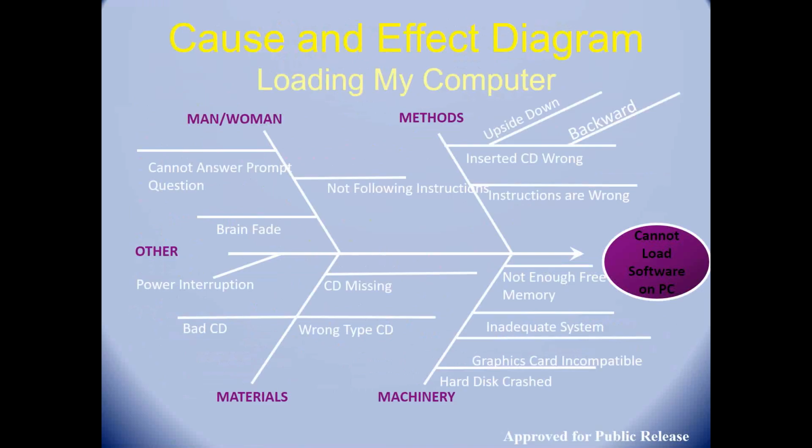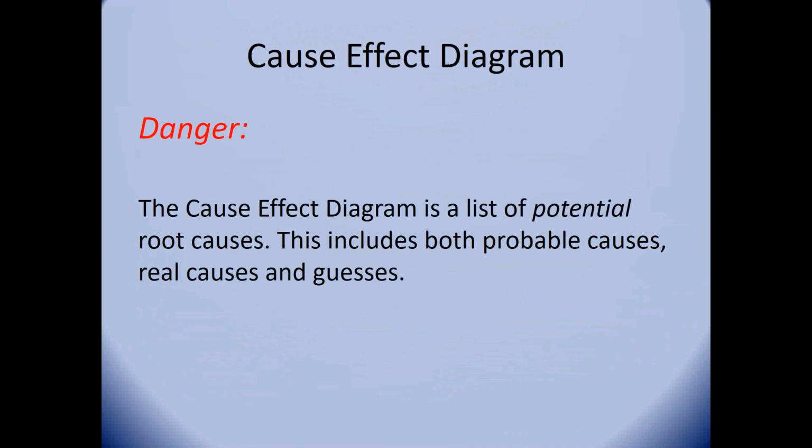The same thing you can do here with any problem you have in your plant. Nice, easy diagram. You can draw this on a whiteboard. You can draw this on an easel pad and just start filling in the blanks. Put your problem off to the side and fill in these areas. So the danger of the cause and effect diagram, it's a list of potential root causes, which includes both probable causes, real causes, and guesses.